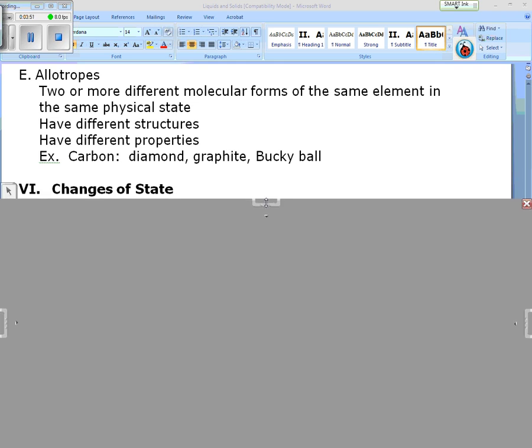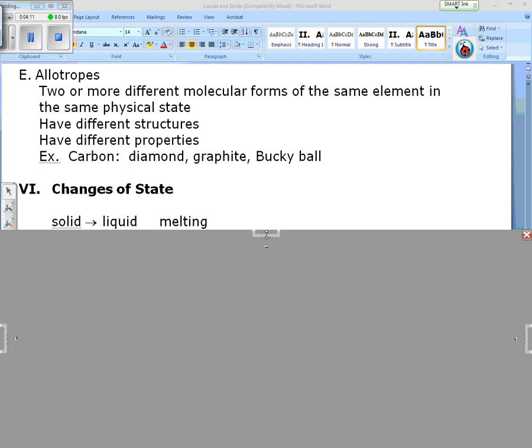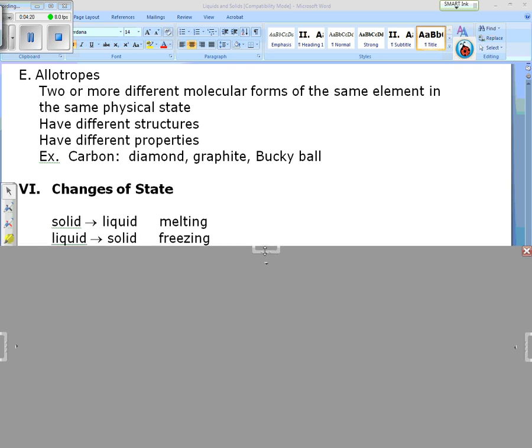Okay, now we're going to talk about changes of state. A lot of these you already know. The best advice I have for you is to think about water when I ask you these. So, going from a solid to a liquid, what is that called? Melting. Good. What about going from a liquid to a solid? Freezing. And you know it doesn't have to be cold to freeze, just generally what we associate it with.